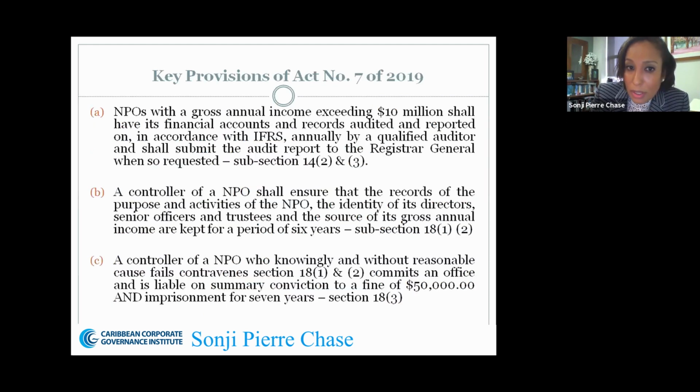NPOs with a gross annual income exceeding $10 million per year must have their accounts audited in accordance with IFRS standards. So remember when I said earlier that FATF indicated that the standards and measures that you put in place should not be onerous and extensive, whereas they are deficient.